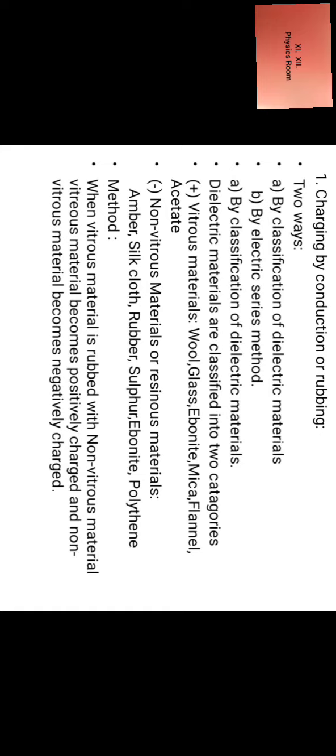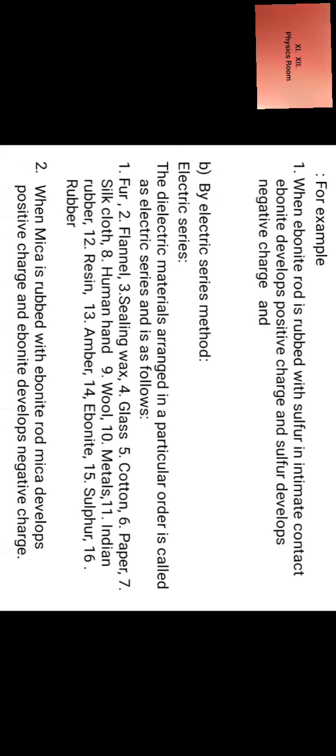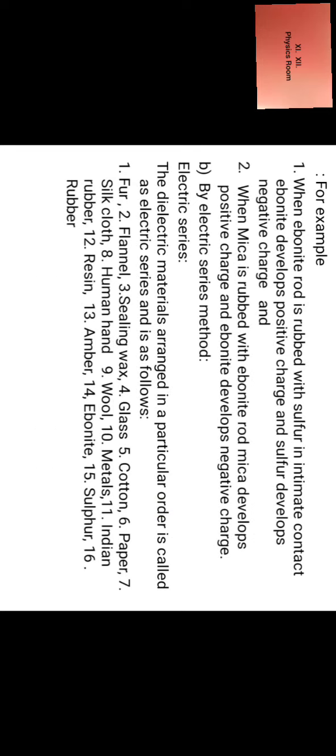For example, when ebonite rod is rubbed with sulfur in intimate contact, ebonite develops positive charge and sulfur develops negative charge. And when mica is rubbed with ebonite rod, mica develops positive charge and ebonite develops negative charge.